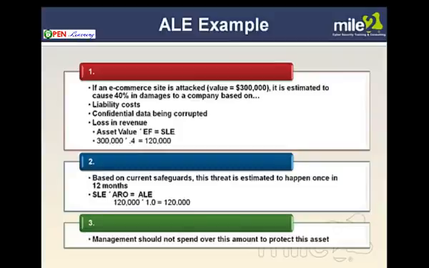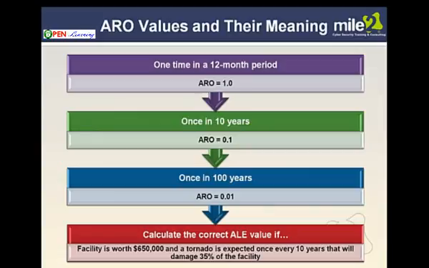Now they further that formula, and they say, based on the current things we have in place, the current safeguards, we think this is going to happen maybe once a year, once every 12 months. So now we could go ahead and multiply the 120,000 times once a year, in this case 120,000, it didn't really change. But if it were to happen more than once a year or less than once a year, that number is obviously going to adjust. And the figure you come up with from the annualized loss expectancy, you want to realize management should not spend over this amount to protect the asset. It needs to be cost effective.